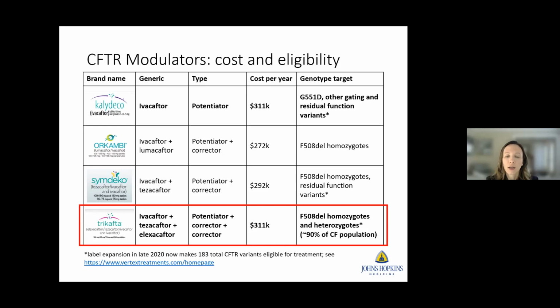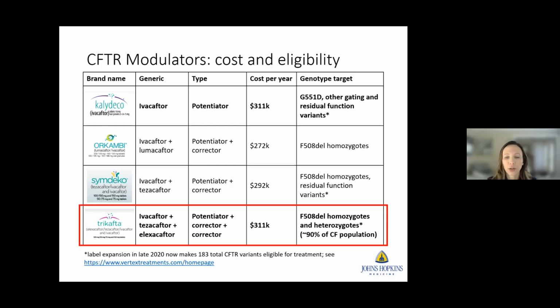Then in late 2019, we really kind of won the lottery here with a drug called Trikafta. This is also referred to as the triple combination because it is 2 correctors plus the potentiator. So it is elexacaftor, tezacaftor, and ivacaftor. And I'll call it ETI, otherwise we talk about a lot of caftors in this talk.